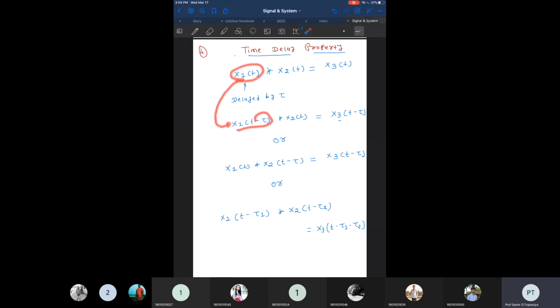Or equivalently, rather than the first signal, if we assume the second signal x2 of t is delayed by some amount tau, again we can obtain the same result. Either the first signal or the second signal can be delayed by the amount tau.